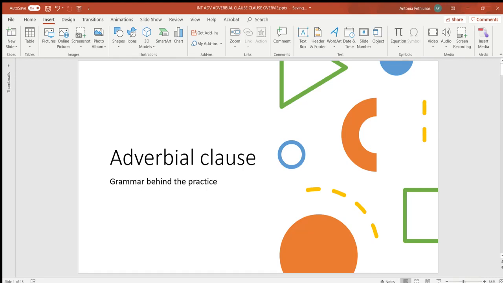Hello, students. Let us begin today talking about adverbial clauses. Don't worry, it's grammar, but it's easy and it will help you write very good sentences, longer sentences.